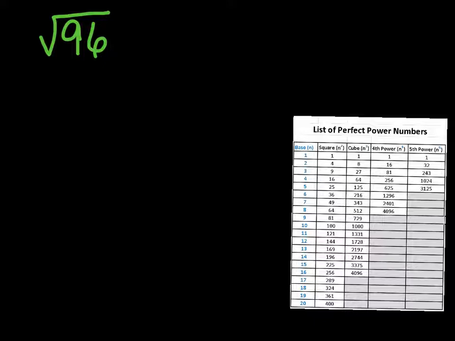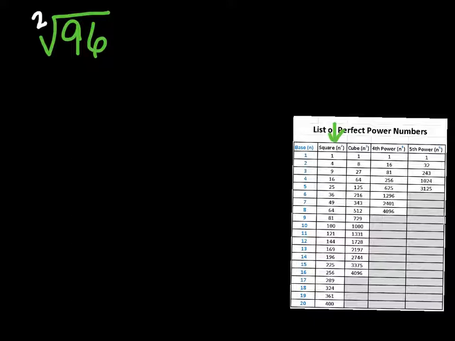So go to the perfect square list. I'm going to use the perfect square column instead of the cubes or fourths or fifths. The reason I'm using the perfect square column is because I'm dealing with a square root. If I had a cube root or a fourth root or a fifth root, then I would use one of the other columns, but I'm using a square root, so I want a perfect square. Remember, squares are inverses of square roots.